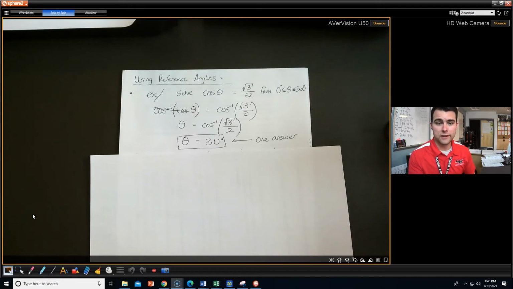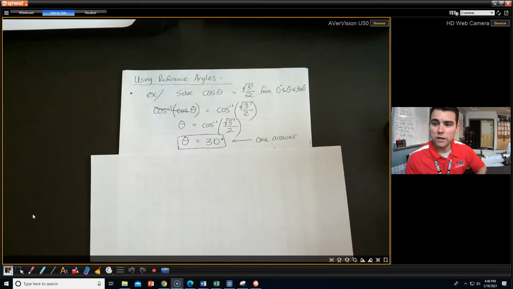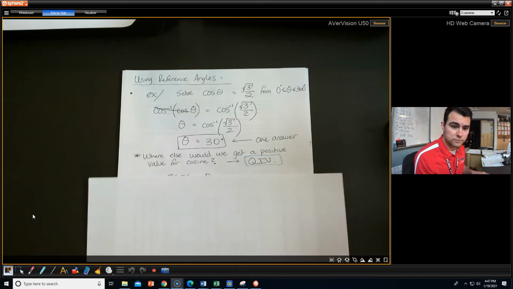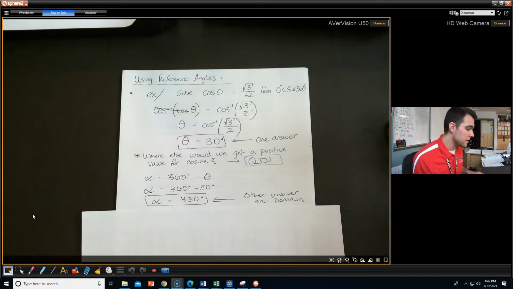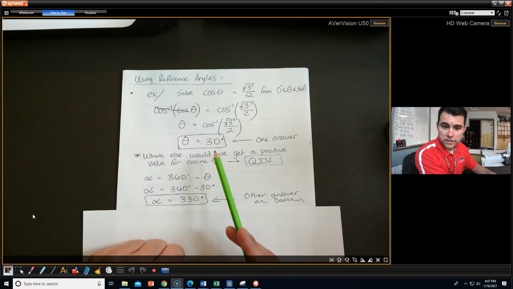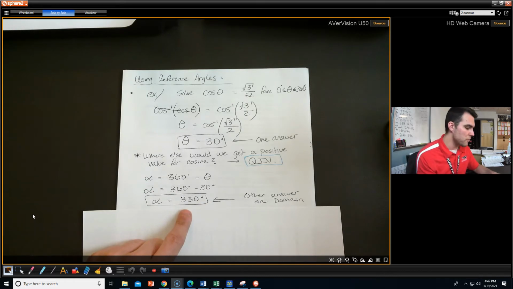But that's one answer. So we've got to think. This value is positive. What other quadrant is cosine positive in? Well, all students take calculus. Quadrant 4 is where cosine is also positive. So the reference angle formula for that is 360 degrees minus our theta, right? Well, we found theta to be 30 degrees. So I'm going to do 360 minus 30. I'm going to get 330 degrees as my other answer in my domain.